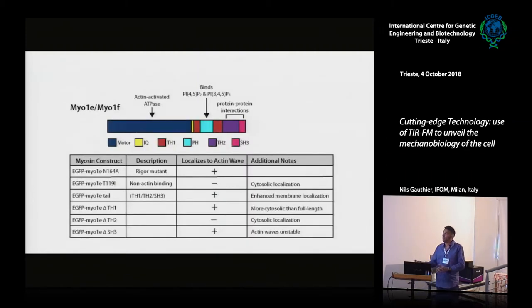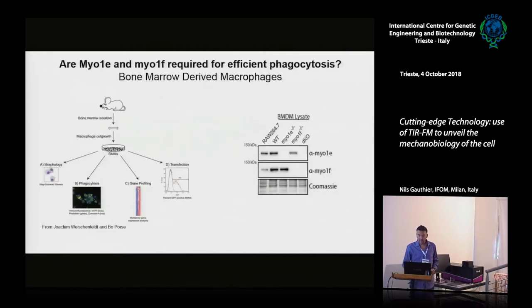Then for the actin, we turn to different constructs, and to make a long story short, we basically show that when you don't have actin binding, you have a cytosolic location. This was done in transfection and RAW macrophage.